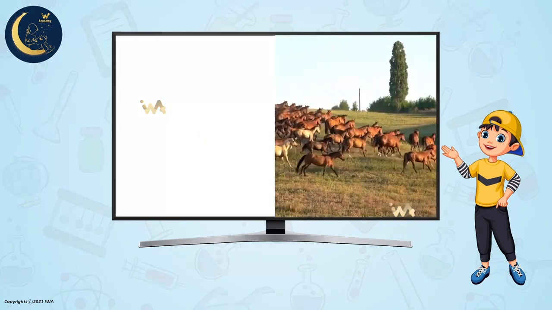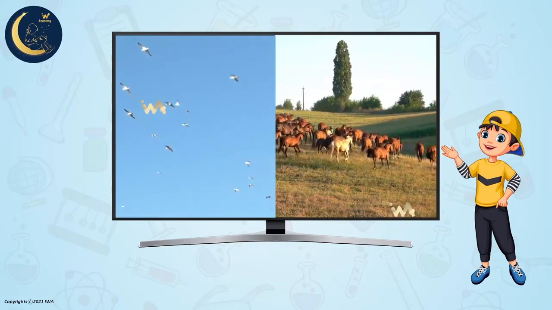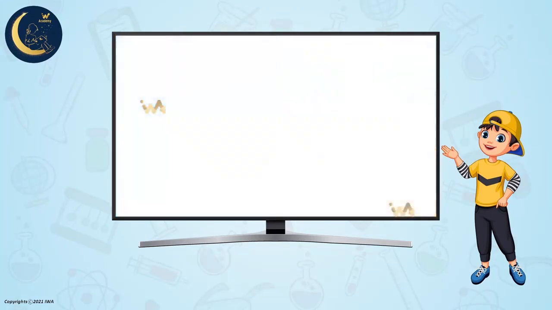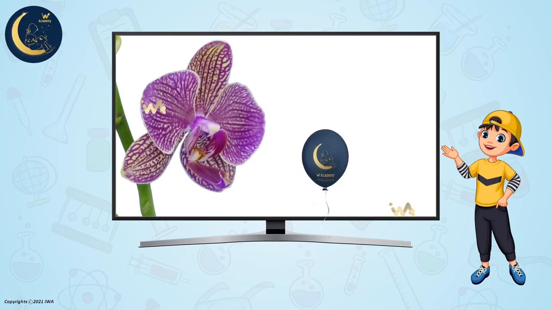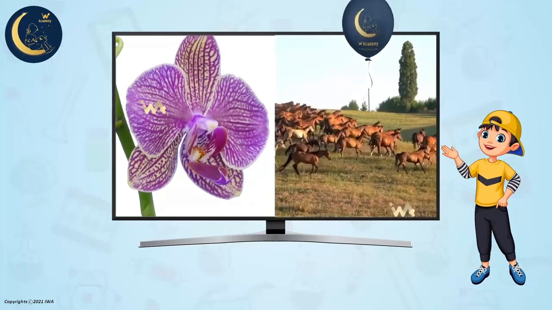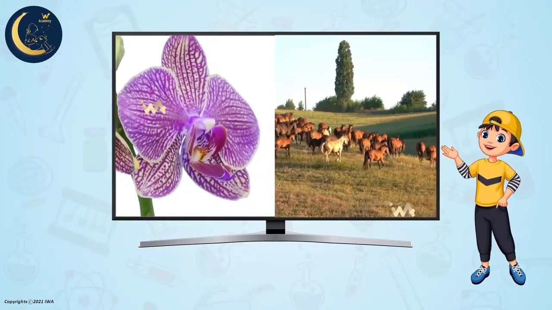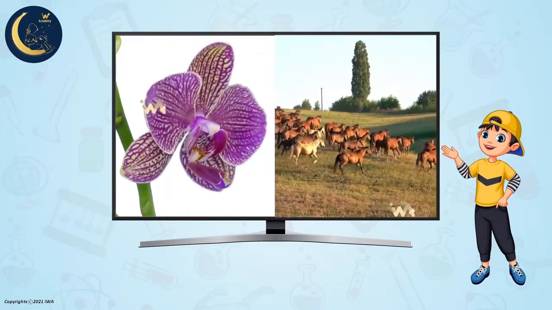Look at these horses and this flock of birds. Khalid is very interested in them because they are all moving. However, after a few moments, Khalid became interested in a plant that is moving and growing. He used to believe that only animals can grow and move. So how is that? Let us see together.